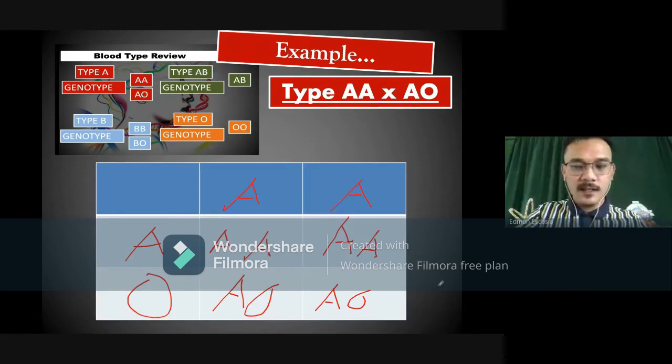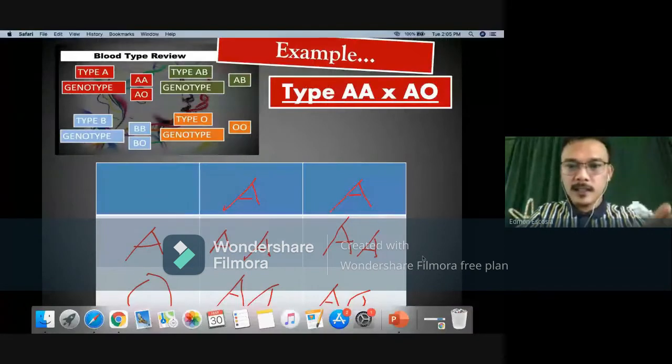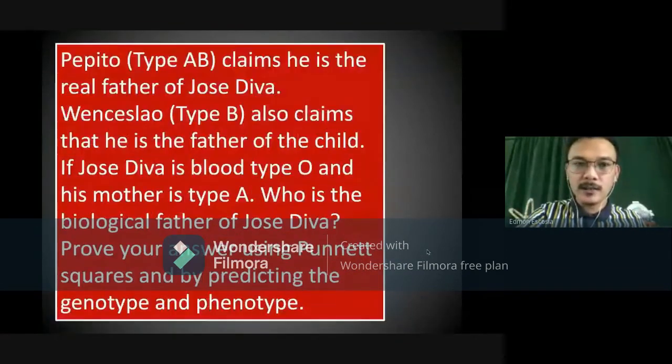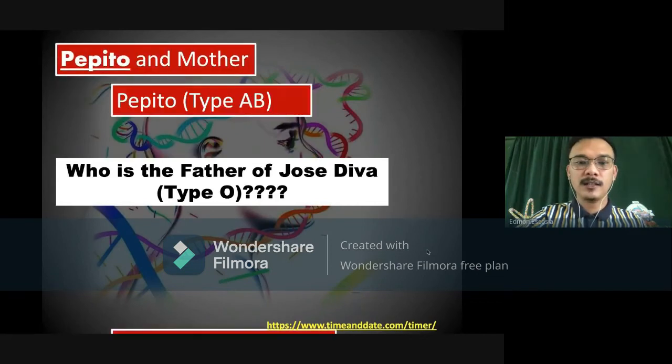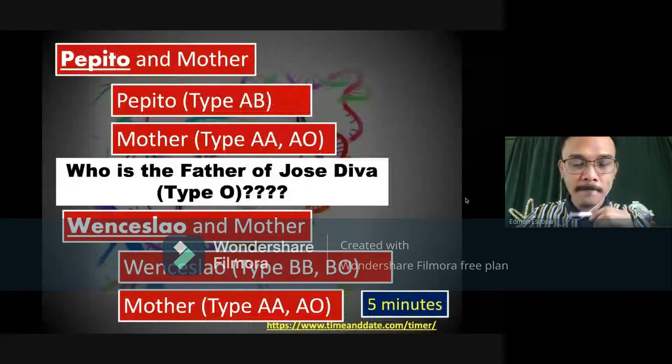Okay. Were you able to get it? Okay. So this one now, you are now going to investigate who is the real father. So your Punnett square should look like this one. Okay? Are you done?